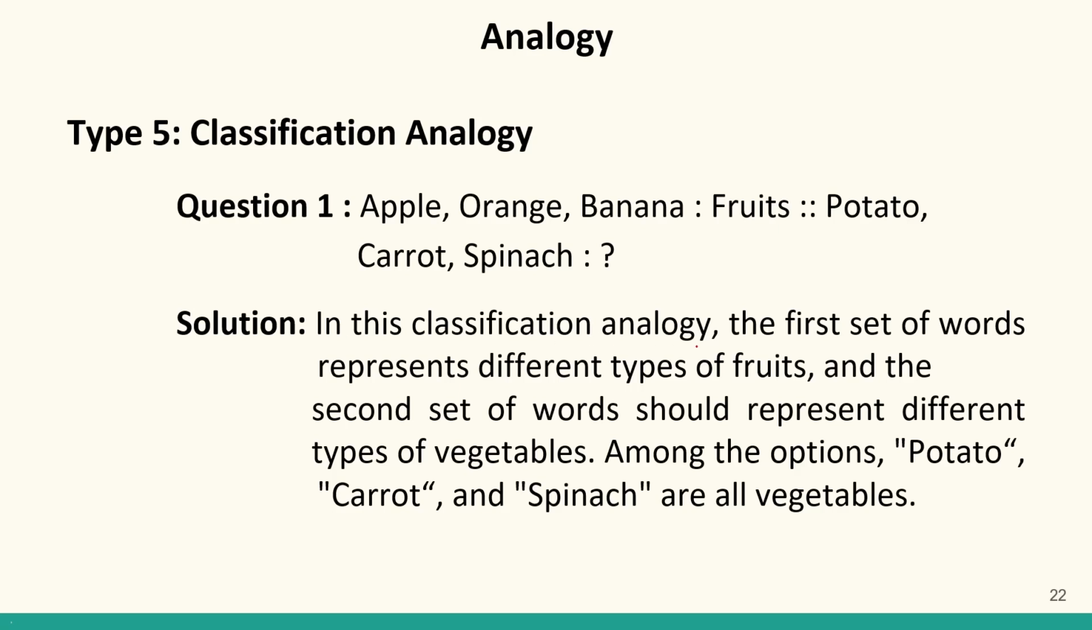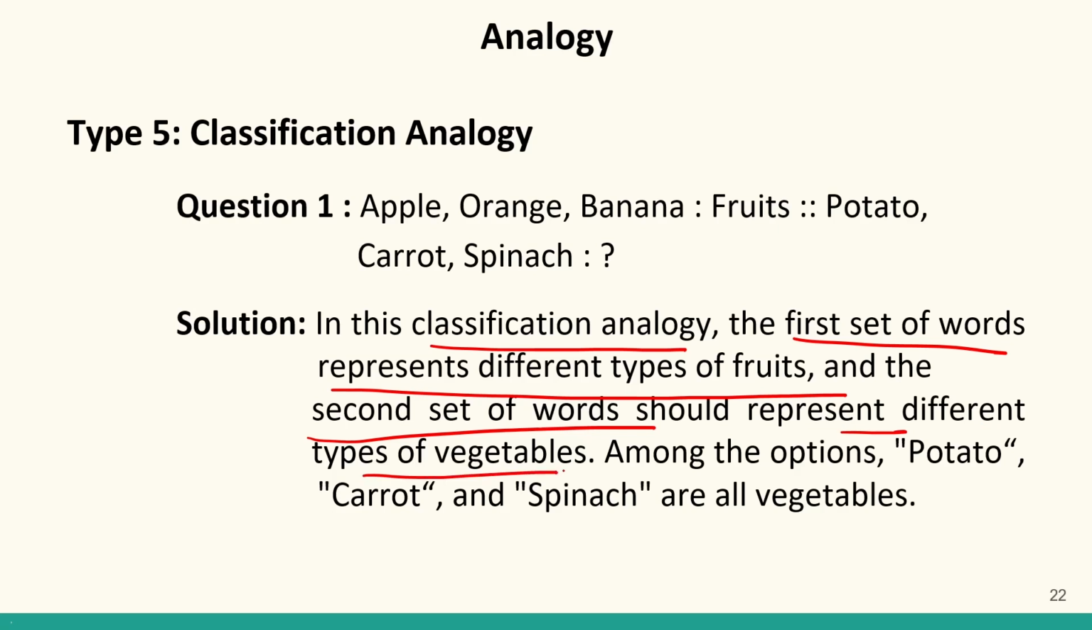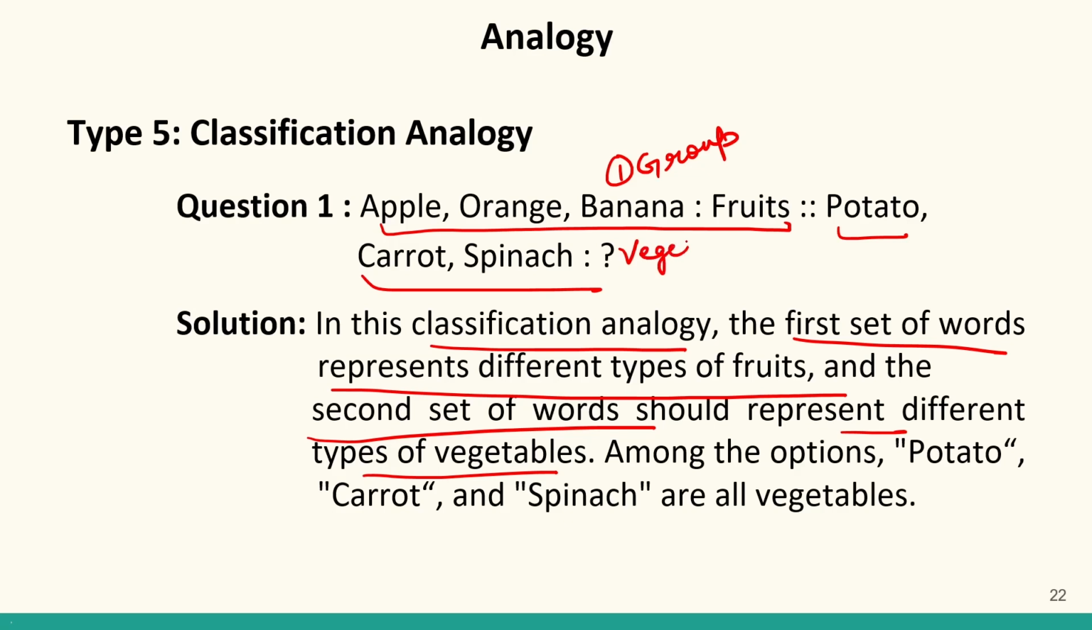Okay. So in this classification analogy, the first set of words represents different types of fruits, and the second set of words represents different types of vegetables. So we have grouped them into two parts. This is the first group. We have classified them into two parts. This is the first classification, and this, if I write vegetables over here, will be the second group. Okay, so this is how classification analogy works.